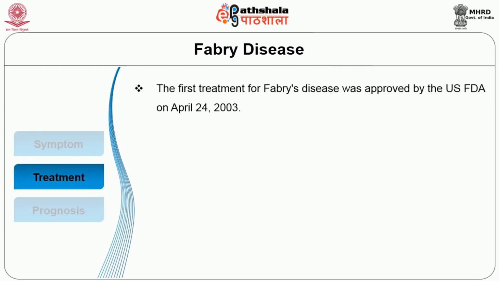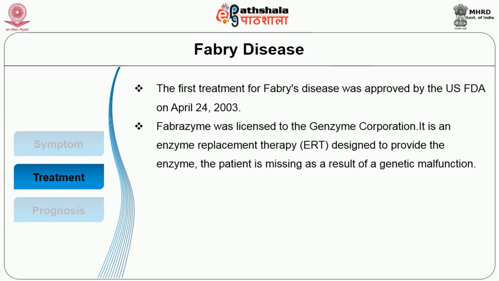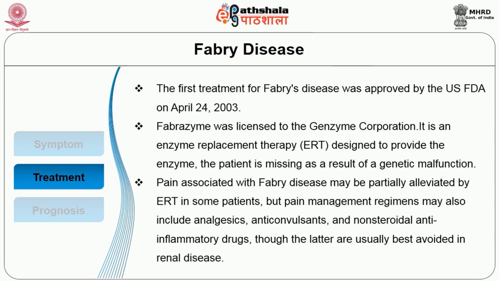The first treatment for Fabry disease was approved by the US FDA on April 24, 2003. Fabrazyme was licensed to the Genzyme Corporation. It's an enzyme replacement therapy, referred to as ERT, designed to provide the enzyme which the patient is missing as a result of a genetic malfunction. Pain associated with Fabry disease may be partially alleviated by enzyme replacement therapy in some patients, but pain management regimes may also include analgesics, anticonvulsants, and non-steroidal anti-inflammatory drugs, though the latter are usually best avoided in renal disease.